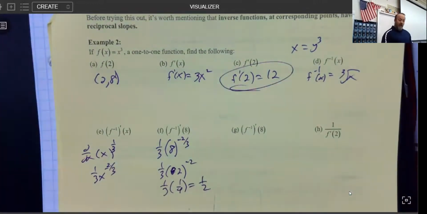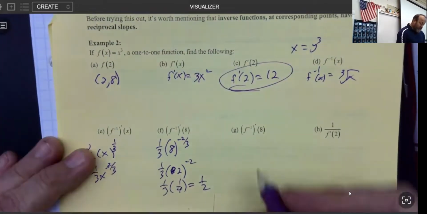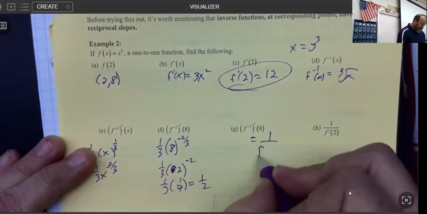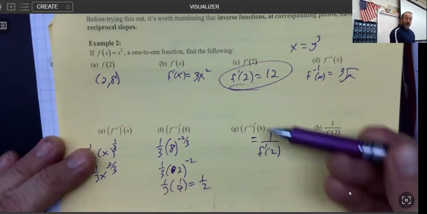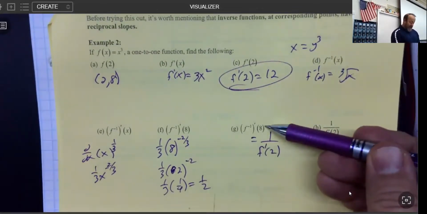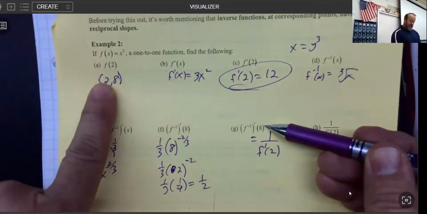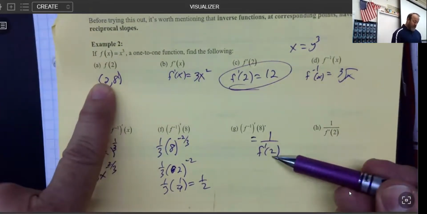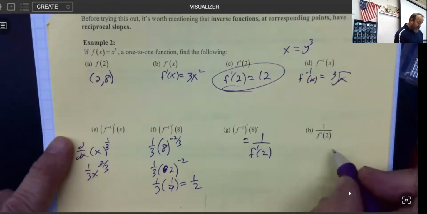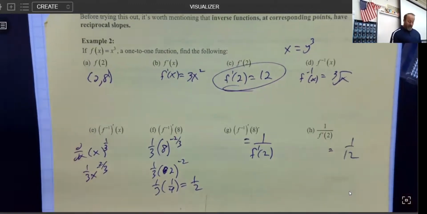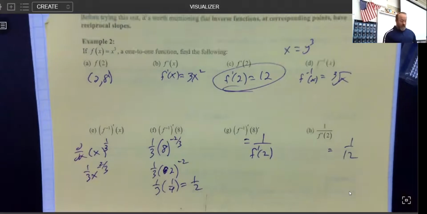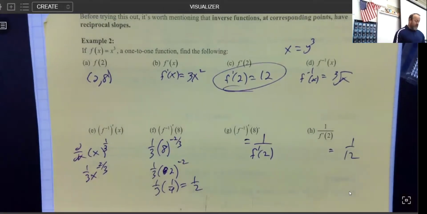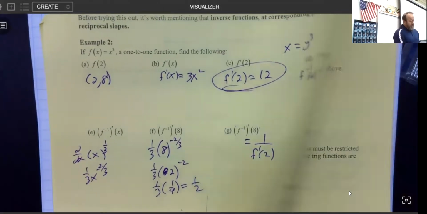Look at that right there. That is equal to 1 over f prime of 2. I want to know about the slope of the inverse at 8, so I need to look at the original function at 2. So 1 over f prime of 2 is 1 over 12. That's kind of our overarching story. That's how an inverse works.